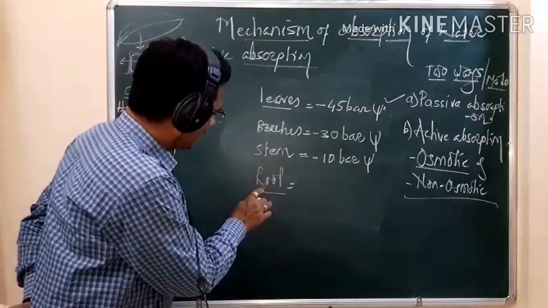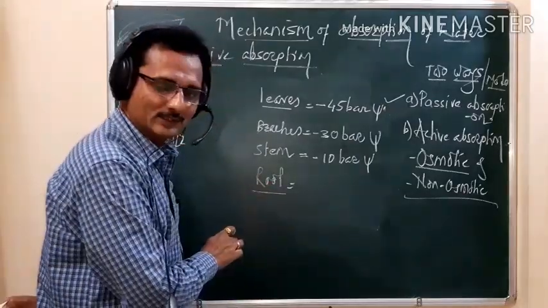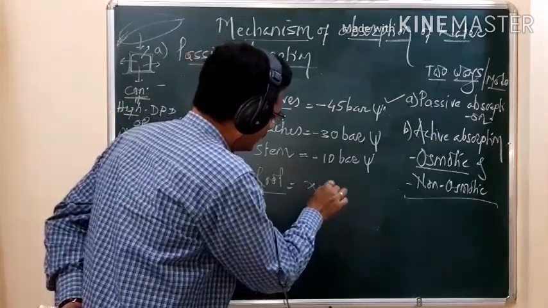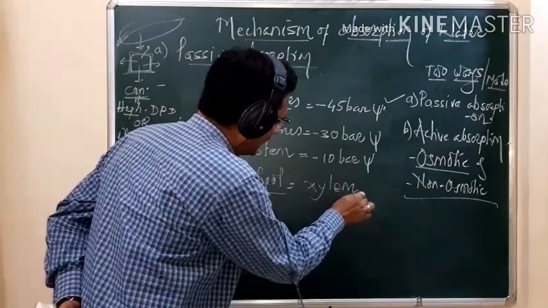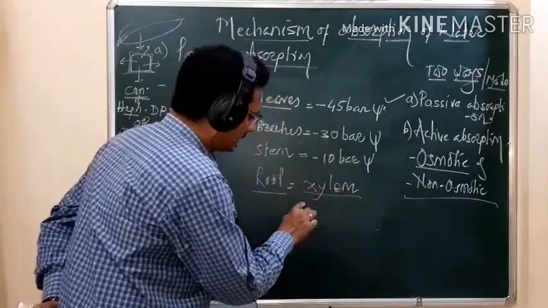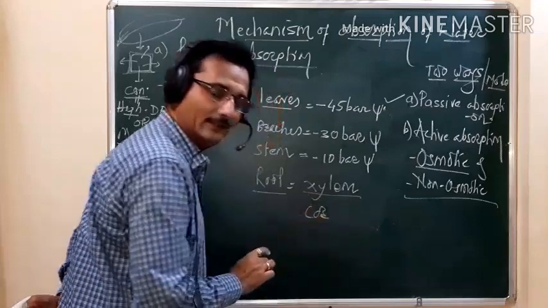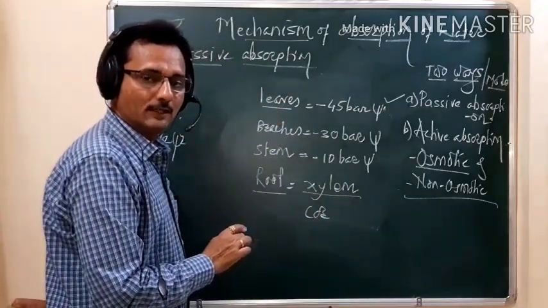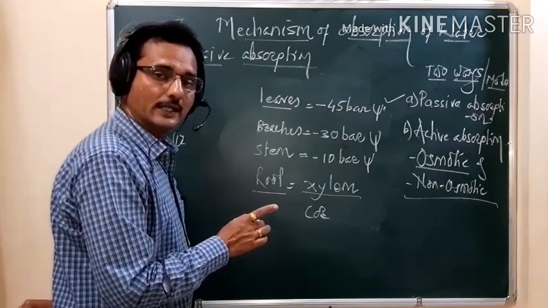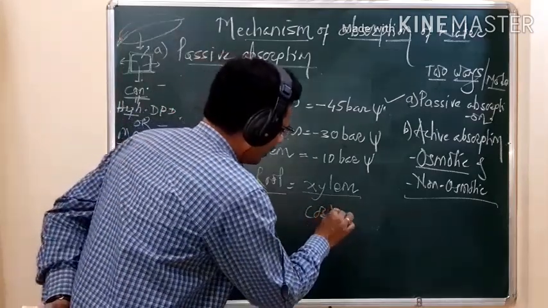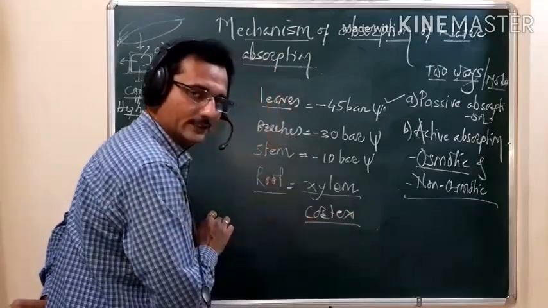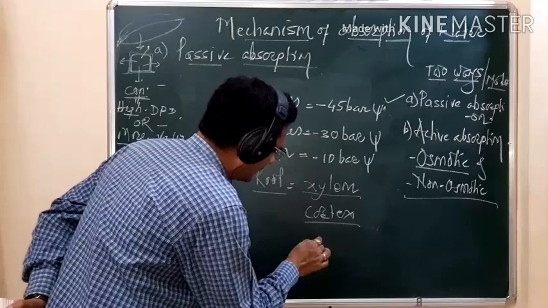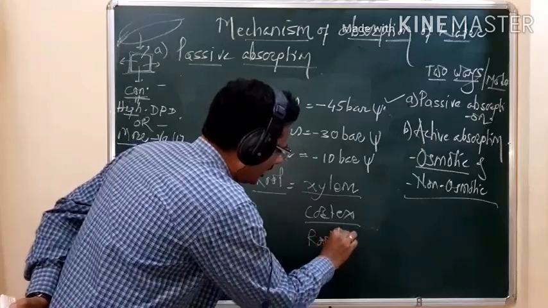Inside the root, no doubt there is the presence of the xylem, and the xylem is followed by the presence of the cortex. We are seeing the sectional view of the root where we have studied the movement of water across the root. So this is the cortex region, and the cortex region is followed by the root hair.